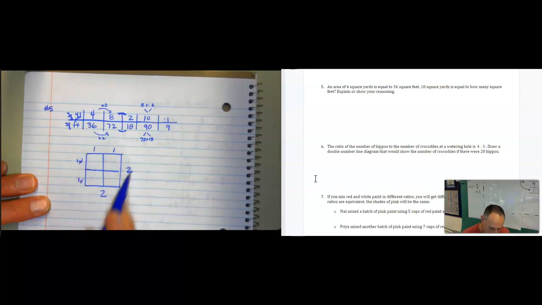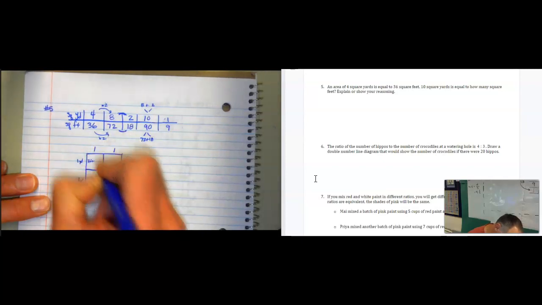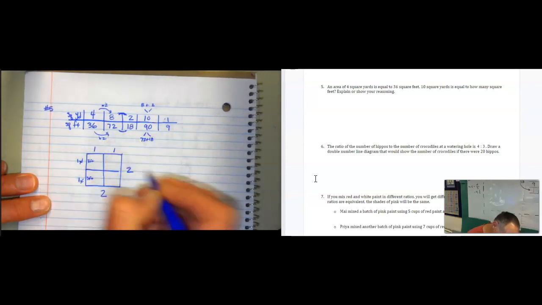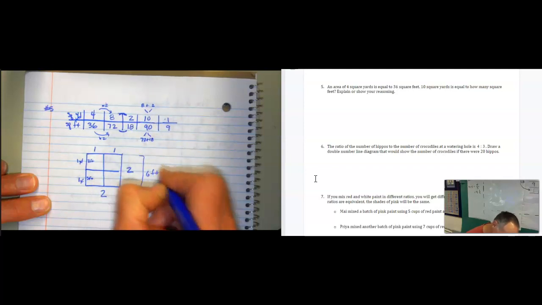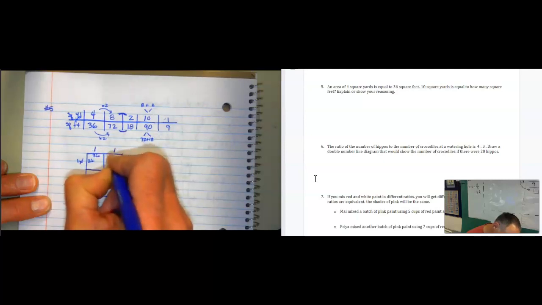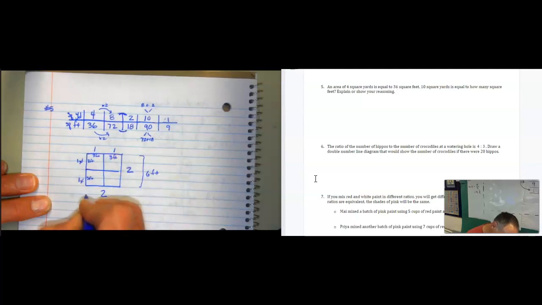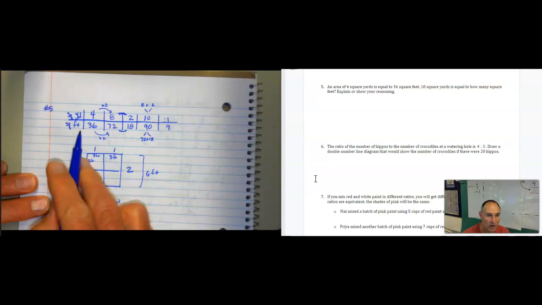So there's my square yards, but in terms of feet, this is 3 feet, and this is 3 feet, which means that this is 6 feet. And then this is also 3 feet, which means that this is 6 feet. And 6 times 6, that's where we're getting that 36, by the way.